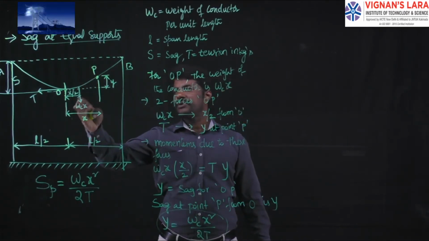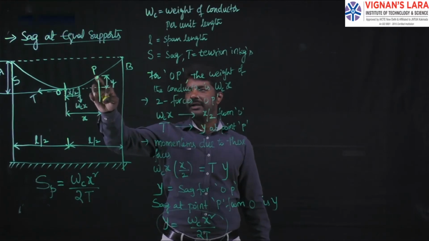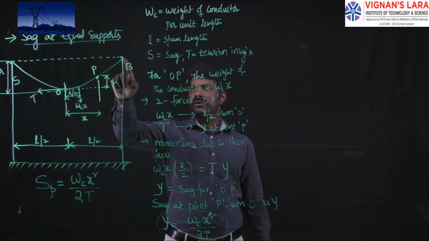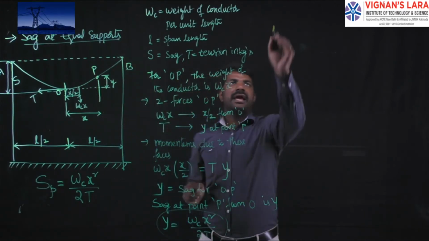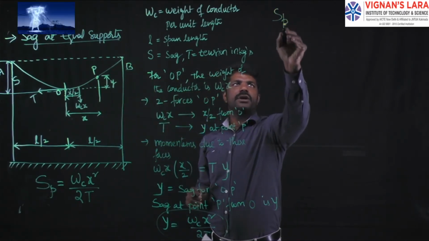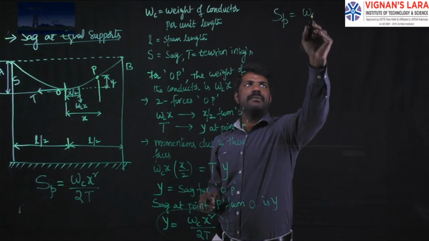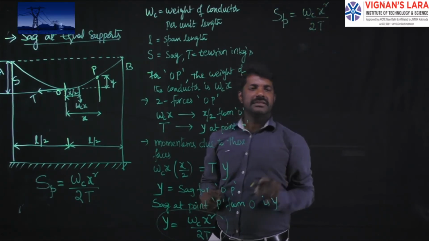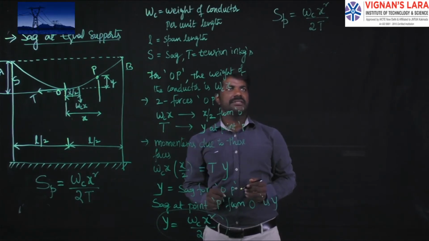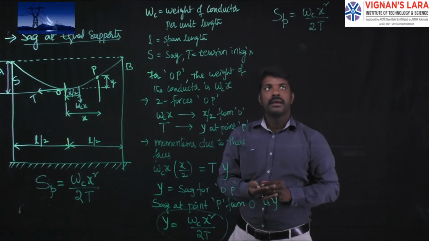But our objective is not to find out at point P. Our objective is to find out at point B. Let me extend the same concept. As I know that SP is equal to, just now we wrote the formula, WC X square by 2T. This is the mathematical equation. WC X square by 2T.